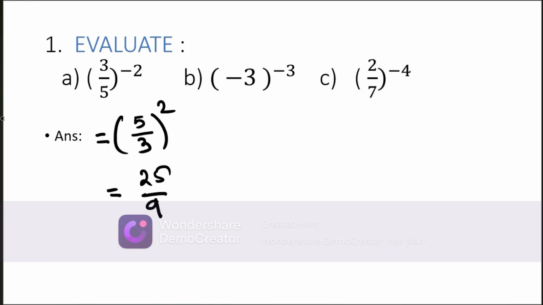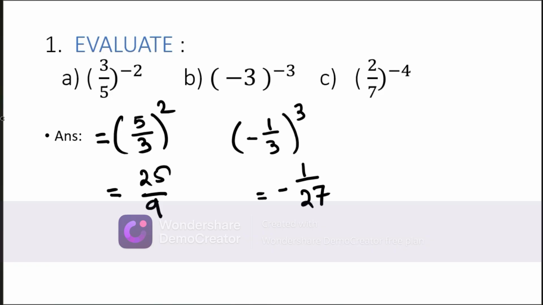Next, minus 3 whole to the power minus 3. I want to change it into positive exponent form. So it is 1 by minus 3 whole to the power 3. So 1 by minus 3 whole to the power 3 is minus 1 by 27.